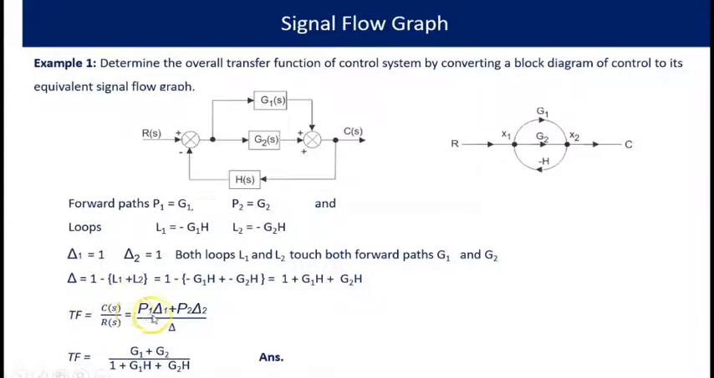The transfer function is (P1 delta 1 plus P2 delta 2) divided by delta. Delta 1 and delta 2 both are equal to 1. So the transfer function is equal to (G1 plus G2) divided by (1 plus G1H plus G2H), and there are no non-touching loops. So this is the answer.